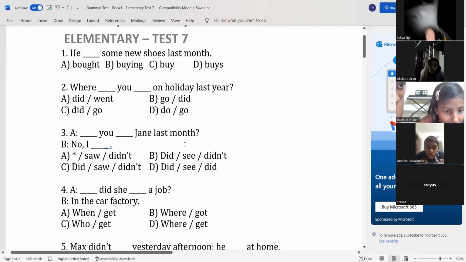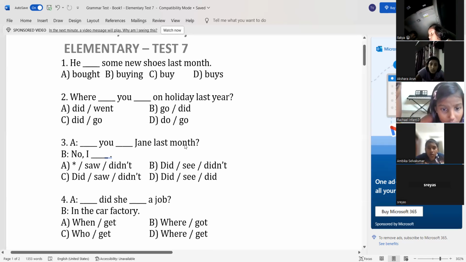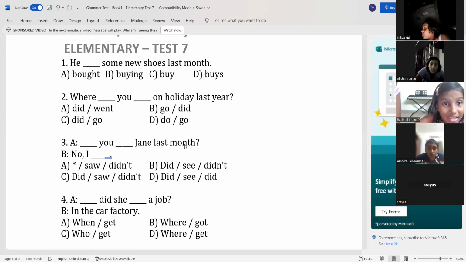What are you going to get here? Question number three, what are you going to see? Just now you split it, right? You split it, you got it. Did you see Jane last month? No, I didn't.